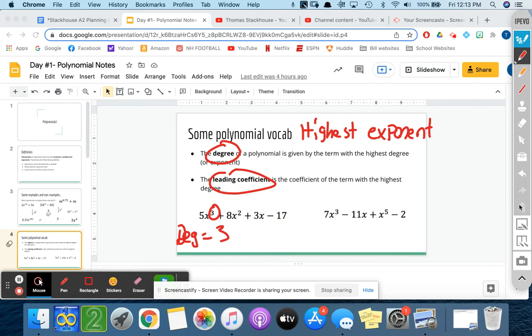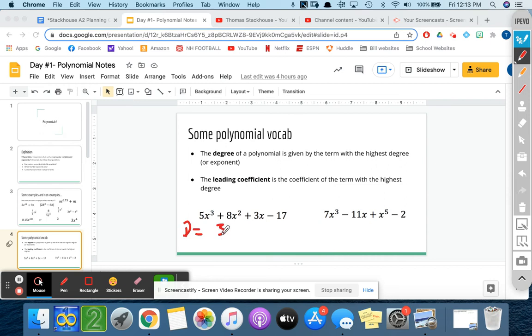Now, the leading coefficient, I'm just going to rewrite that. The degree is 3. The leading coefficient is the number that's in front of our highest exponent. So the leading coefficient for this first example is 5. It happened to be the very first number in our list because it was in standard form.